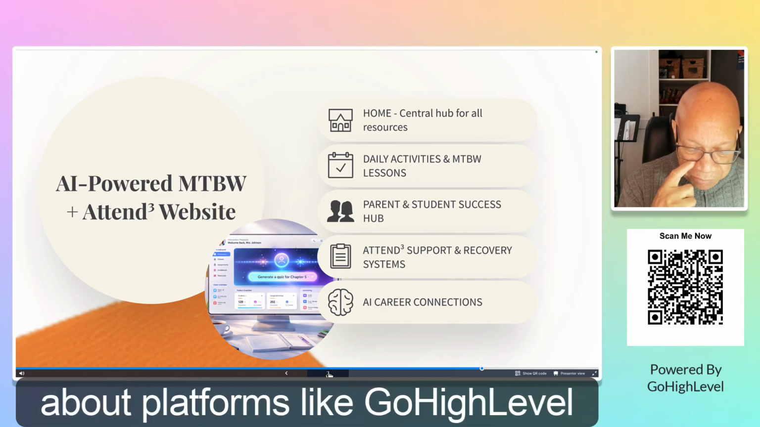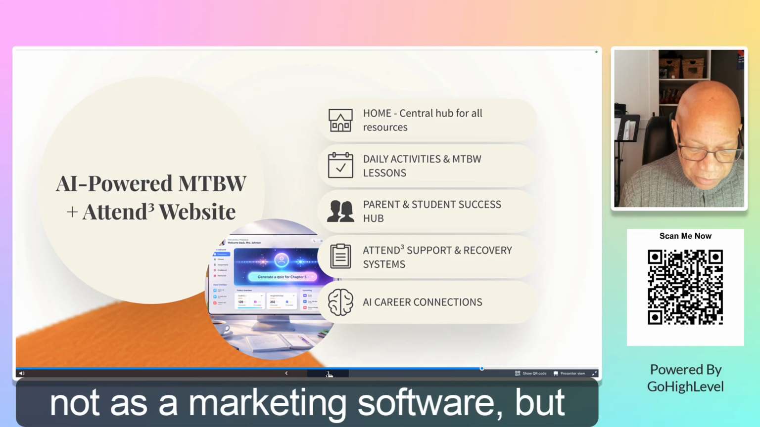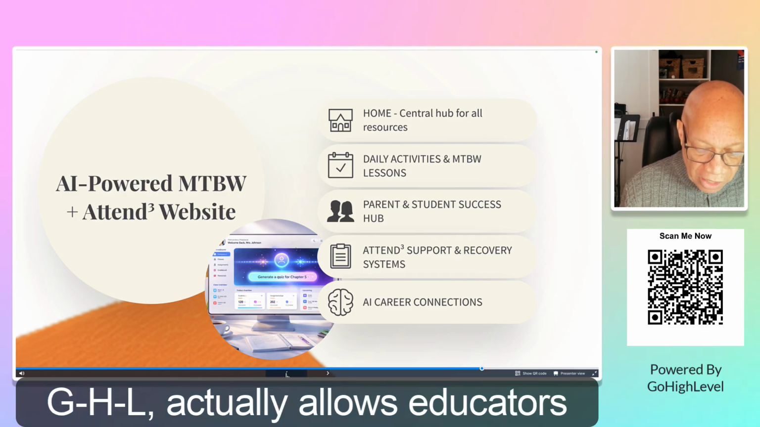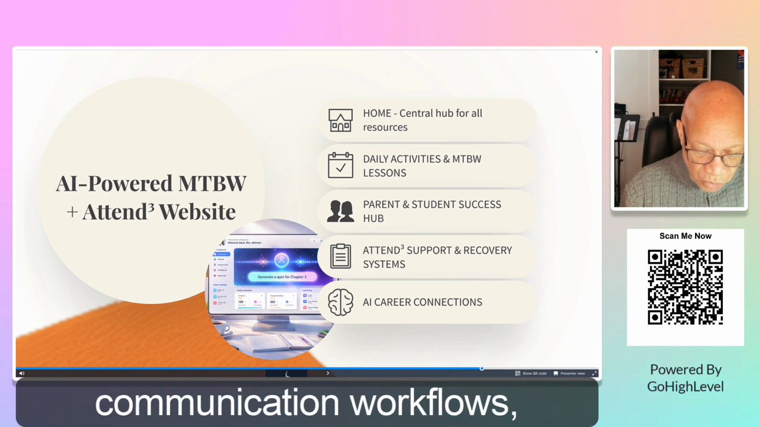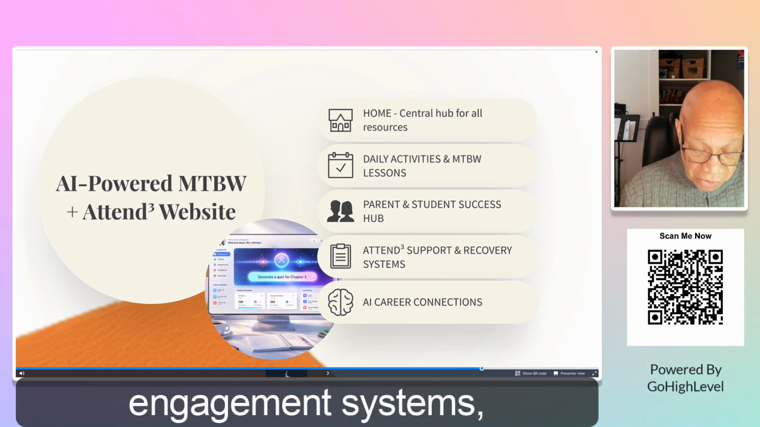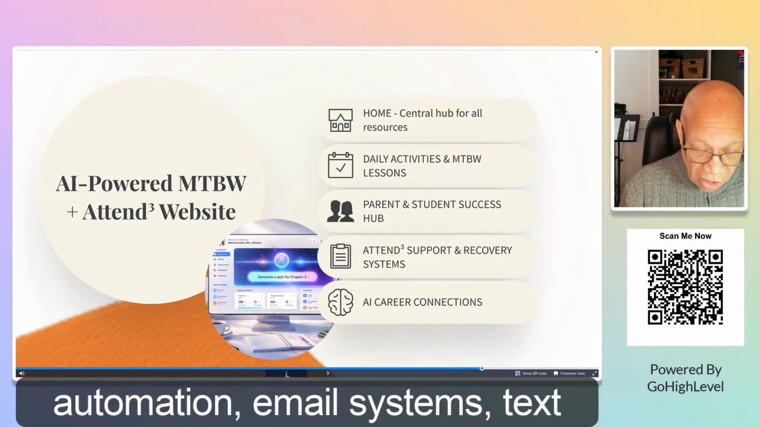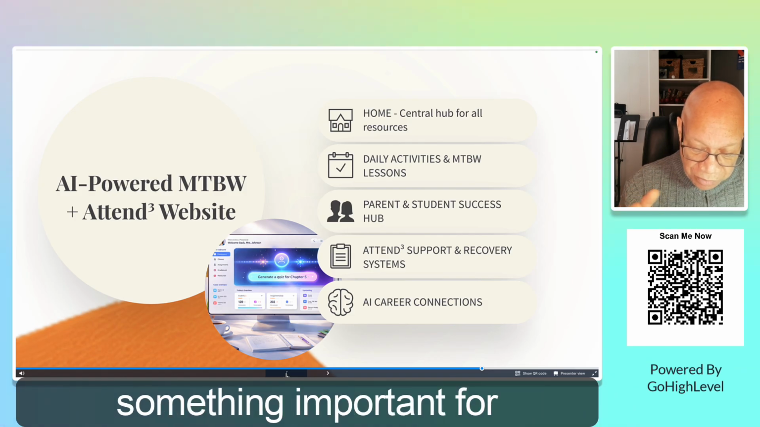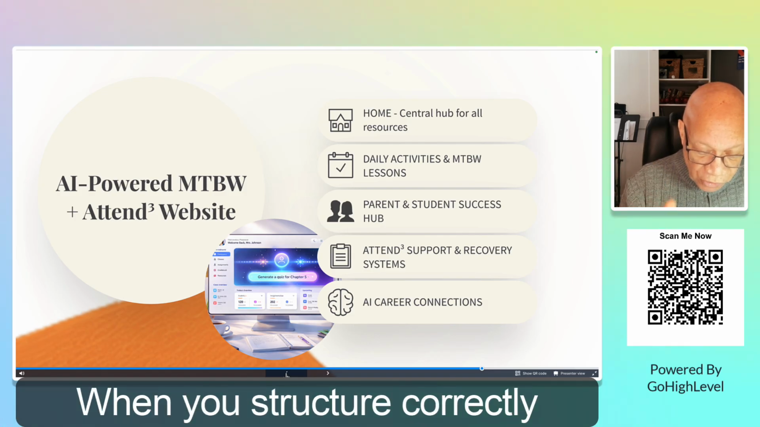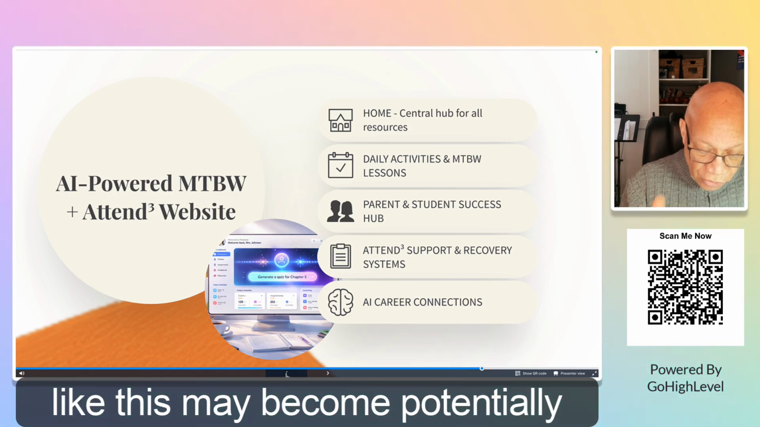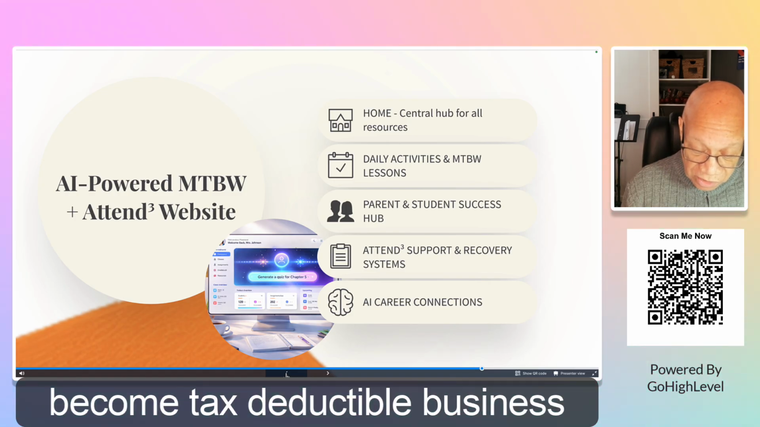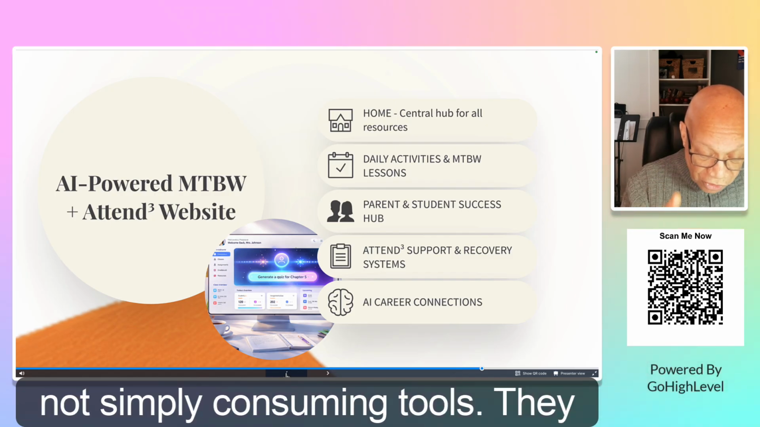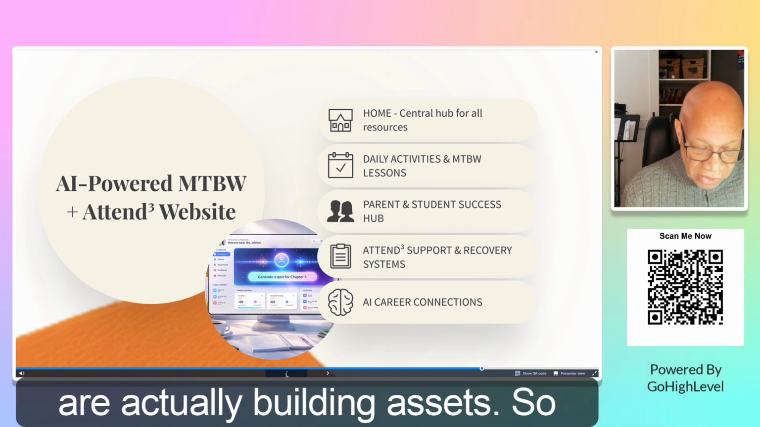I became passionate about platforms like GoHighLevel, not as marketing software, but as educational infrastructure. GHL actually allows educators to build teacher websites, communication workflows, attention systems, parent engagement systems, intervention workflows, AI automations, email systems, text messaging, and long-term intellectual property. And here's something important for educators not to overlook: when you structure correctly through a business or LLC, tools like this may potentially become tax-deductible business expenses, and that changes everything. Educators are not simply consuming tools, they are actually building assets.